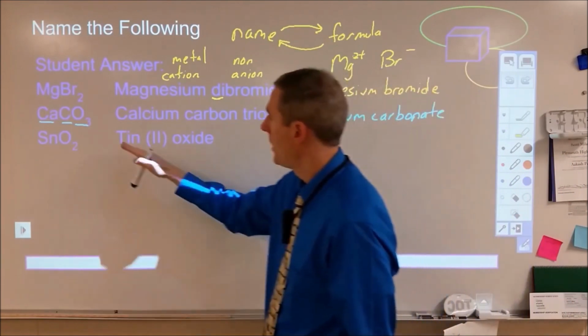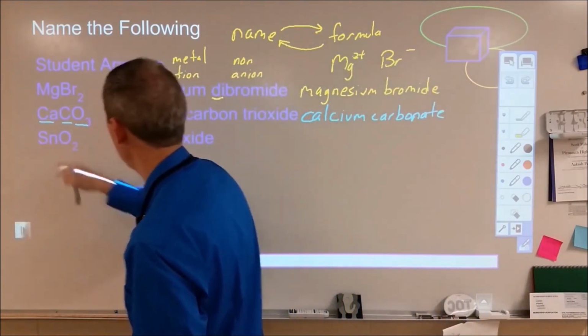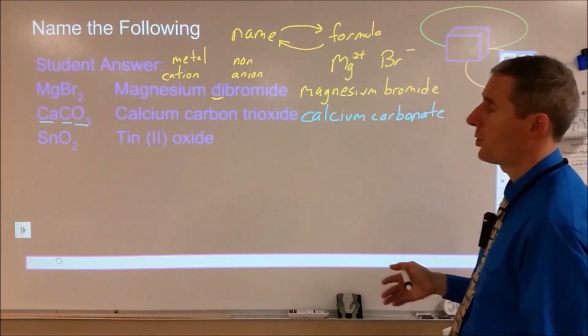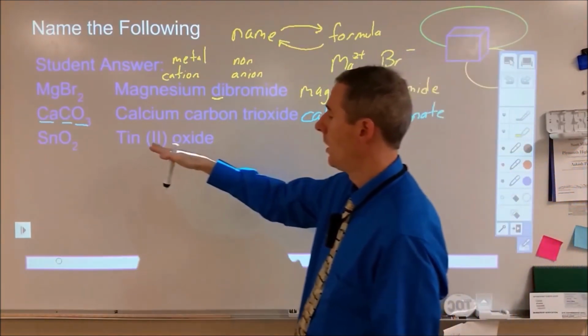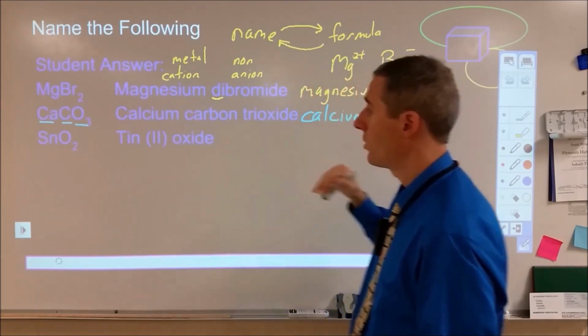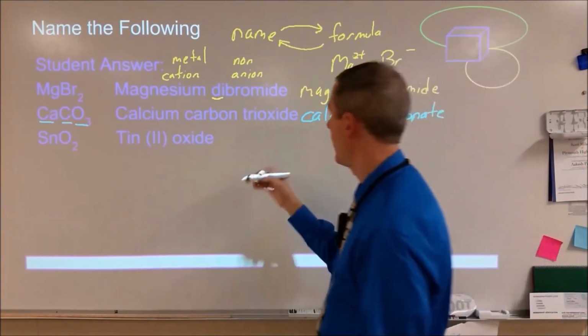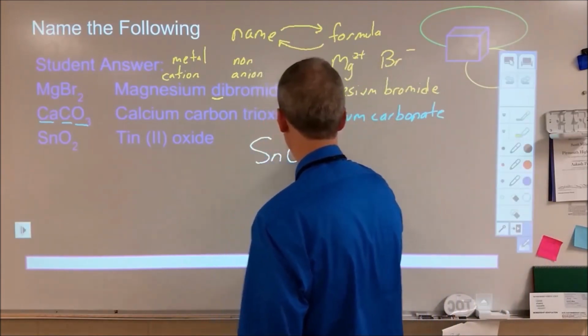All right, now the last one here is tin(II) oxide. The student response is SnO2. So tin can form 2+ and 4+ charges, as it has multiple charges available to it. And so it's important to specify what the charge is in parentheses. The problem with this one is that SnO2 is not tin(II).